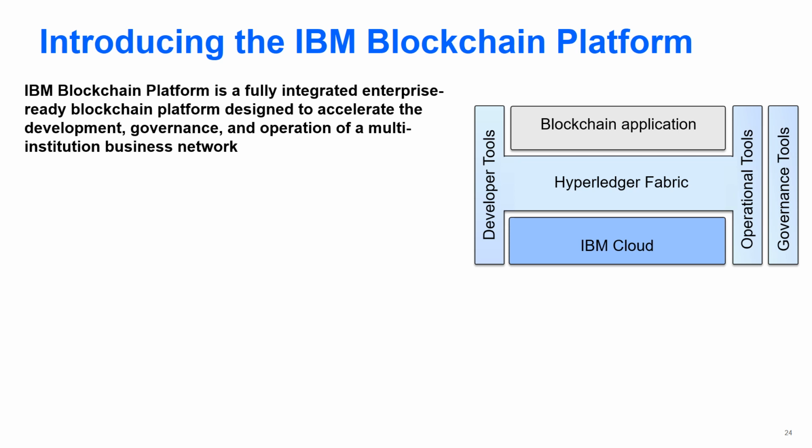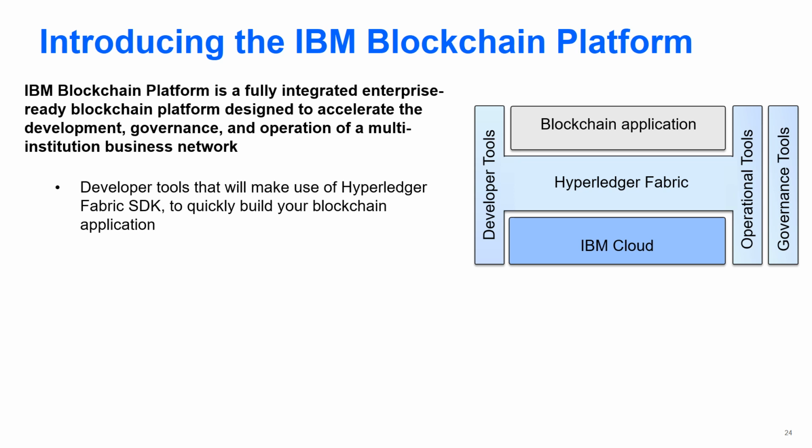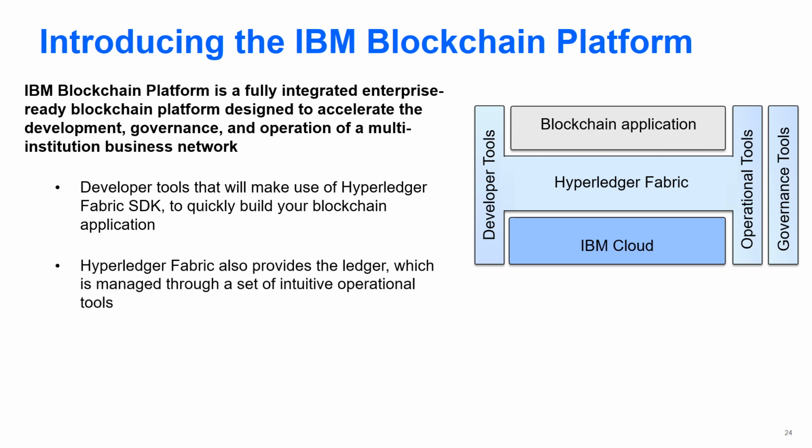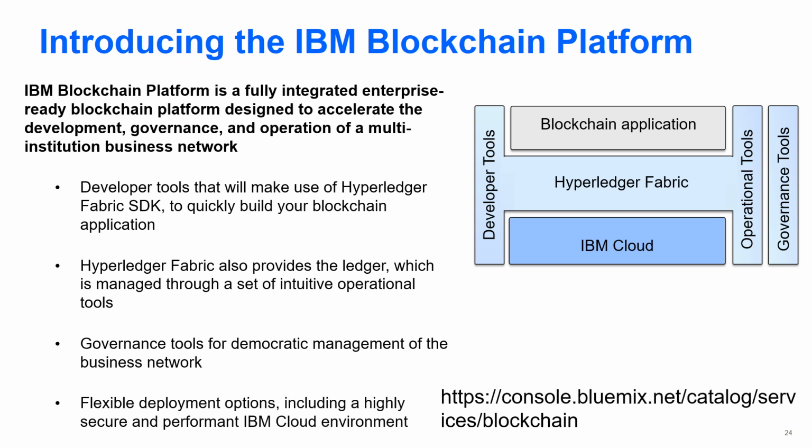It provides a lot of developer tools that can make use of the Hyperledger Fabric SDK to quickly build applications. The underlying technology is of course Hyperledger Fabric, which is powering IBM blockchain. Hyperledger Fabric also provides the ledger, which is managed through a set of intuitive operational tools. In case you want to access it, there is a URL at the bottom, console.bluemix.net/catalog/services/blockchain, where you can go and lay your hands on it.